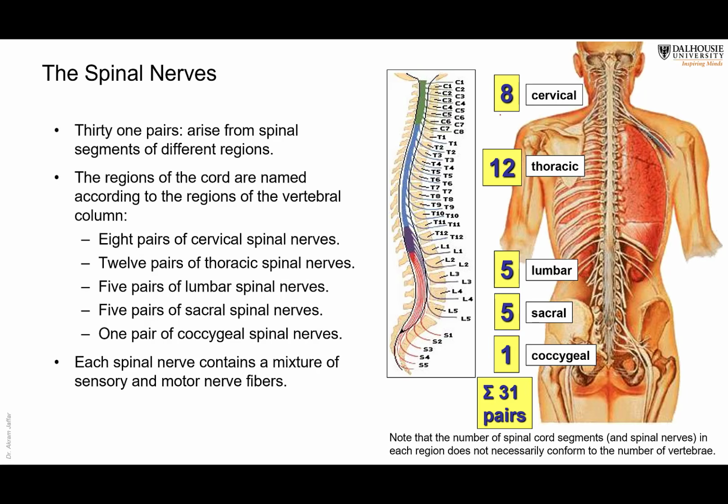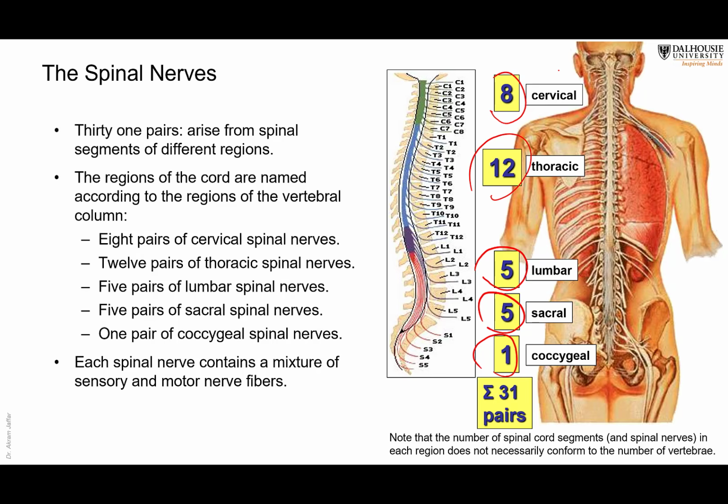So we have 8 cervical nerves. There are 12 thoracic, 5 lumbar, 5 sacral, because the sacrum, although it is a single bone, as we mentioned before, is 5 fused sacral segments, and then there is 1 coccygeal nerve. And you might wonder that these numbers do not necessarily conform with the number of vertebrae. If you remember, how many cervical vertebrae do we have?